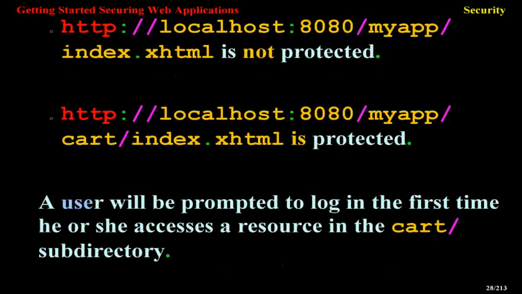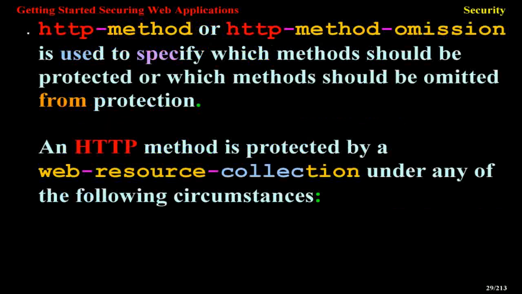http://localhost:8080/myapp/index.xhtml is not protected. http://localhost:8080/myapp/cart/index.xhtml is protected. A user will be prompted to log in the first time he or she accesses a resource in the cart subdirectory. HTTP method or HTTP method omission is used to specify which methods should be protected or which methods should be omitted from protection.